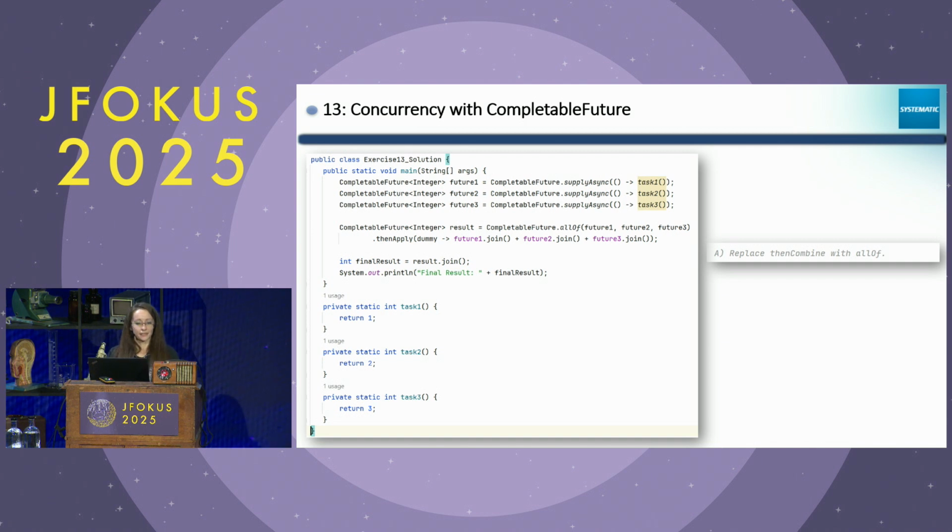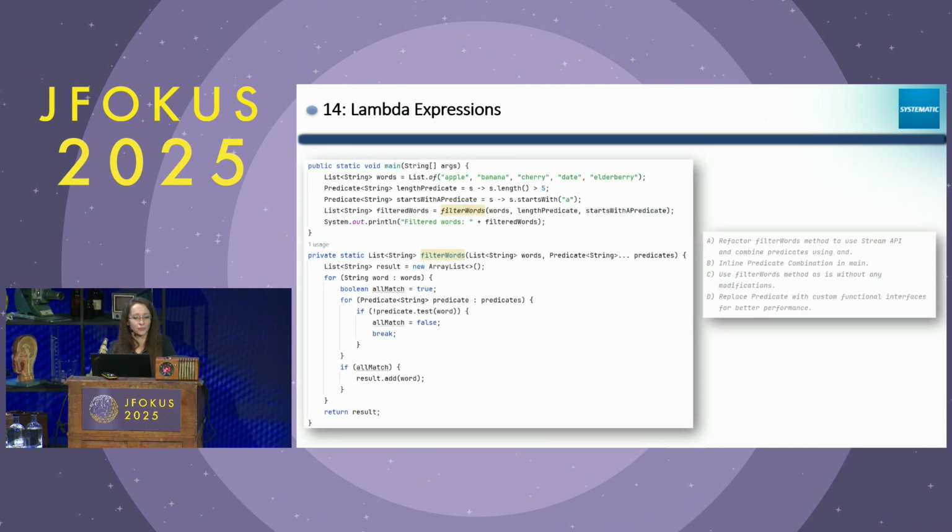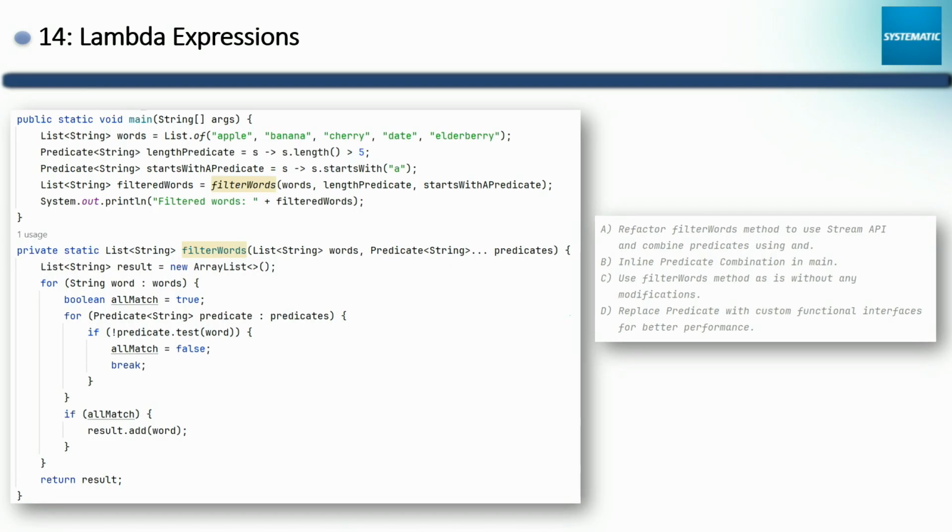All right, enough with this concurrency. Let's switch a bit to lambda expressions, because the next exercise uses lambda expressions to demonstrate how to filter a list of words using multiple predicates. And let's look a bit at the code, because I wrote a lot over here. So we have a list of strings, words, as a variable.